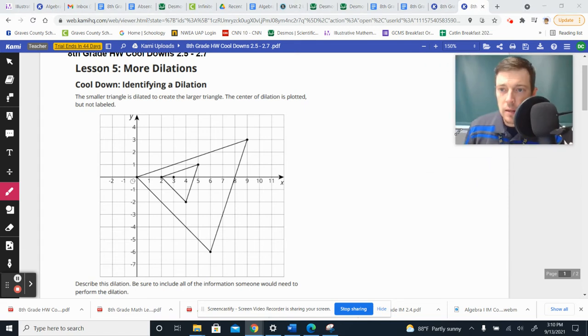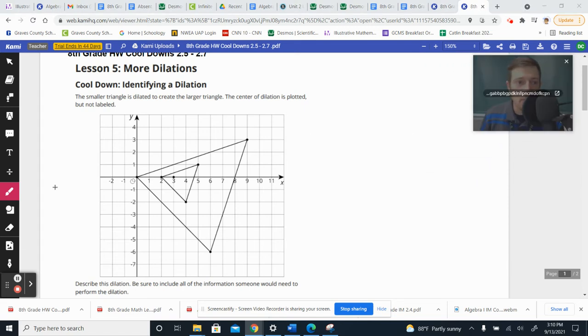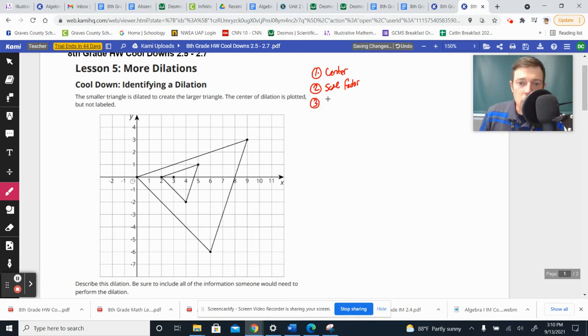So let me make me smaller. I need to be smaller anyway. So the 3 things that you need to provide for this: number 1, you have to give them what the center point of dilation is. Number 2, you got to tell them what the scale factor is. And then number 3, you also have to tell them the original coordinates of the shape that you began with.